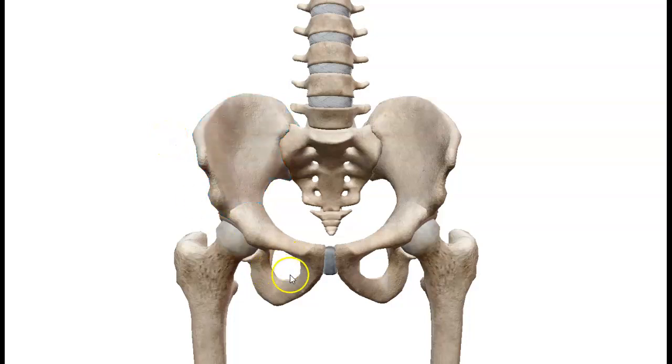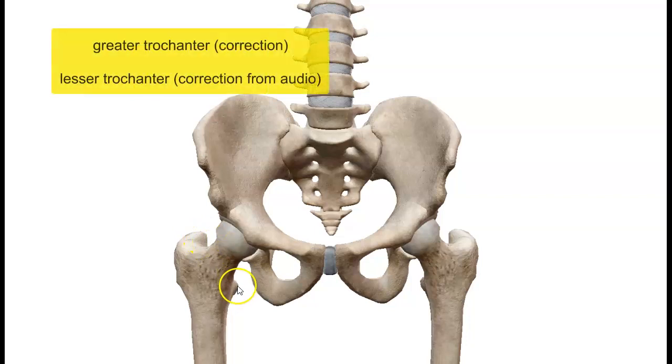Down here, this opening over here is called the obturator foramen. The head of the femur is going to go into this socket. That socket is called the acetabulum. And right here, this is the head of the femur, the neck of the femur, and here you could actually see the greater tubercle and the lesser tubercle.